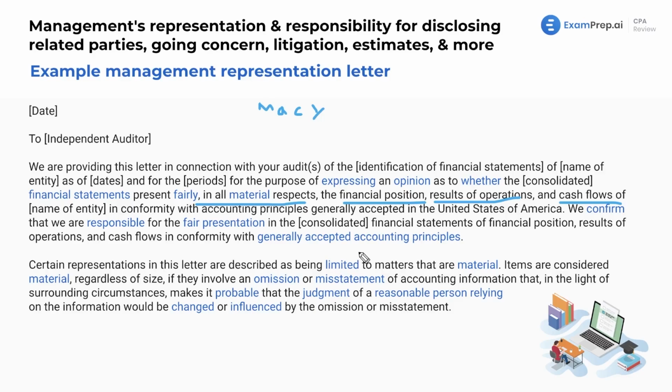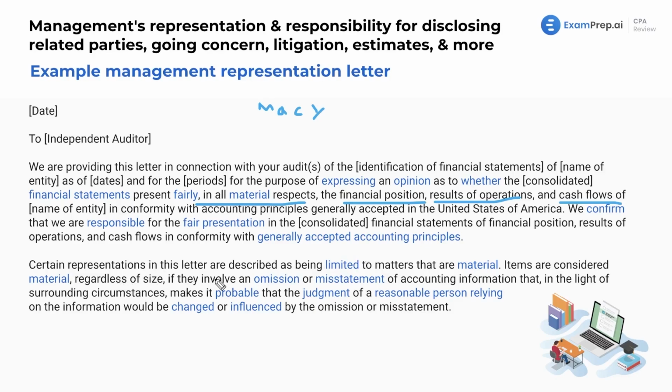So taking responsibility for the presentation, the numbers, taking responsibility for pretty much everything, right? What is the only thing that the auditor takes responsibility for? That is reasonable assurance on their opinion. Reasonable assurance that the financial statements are free from material misstatement.